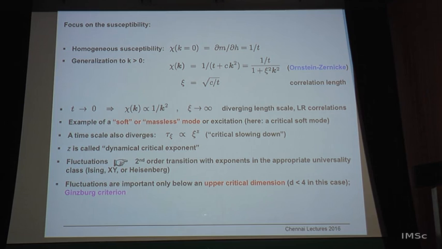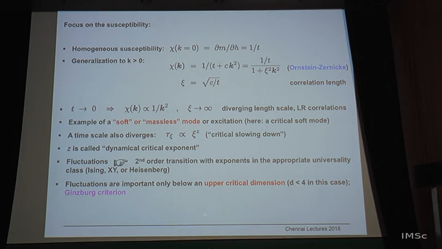So as we approach criticality, magnetization fluctuations start talking to each other over larger and larger length scales. And that's the physical meaning of this diverging length scale we call the correlation length. It's also often referred to as a soft mode, or in particle theory lingo, a massless mode or excitation.